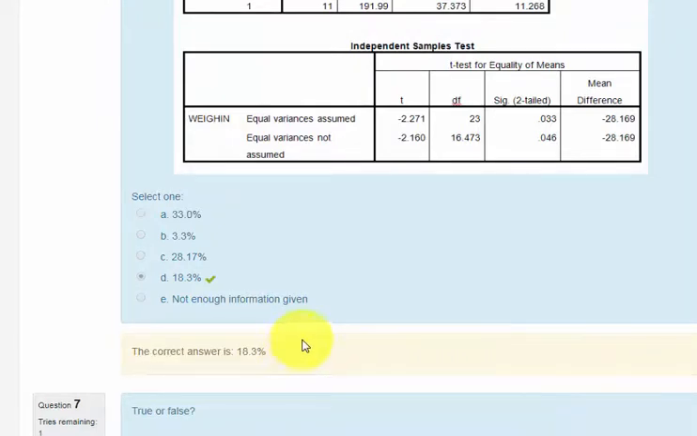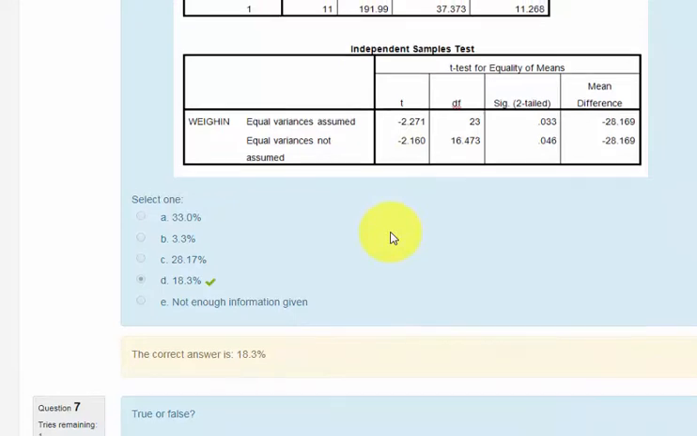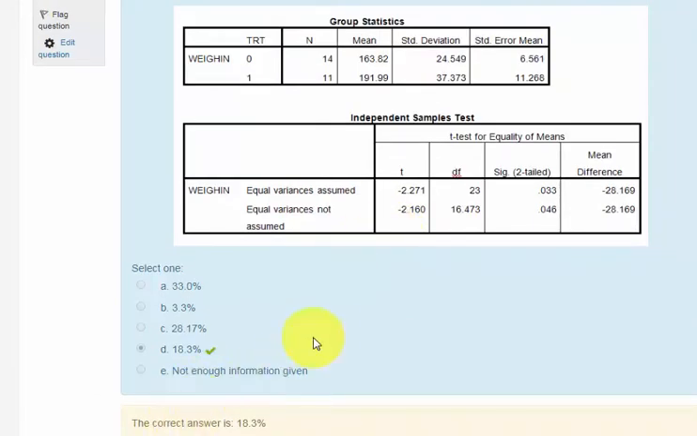So in other words, with this grouping model that you have, you can explain about 18% in the DV, whatever the DV was, right? It was their weigh-in scale. So you can explain about 18% of the variance in their weigh-in scales.